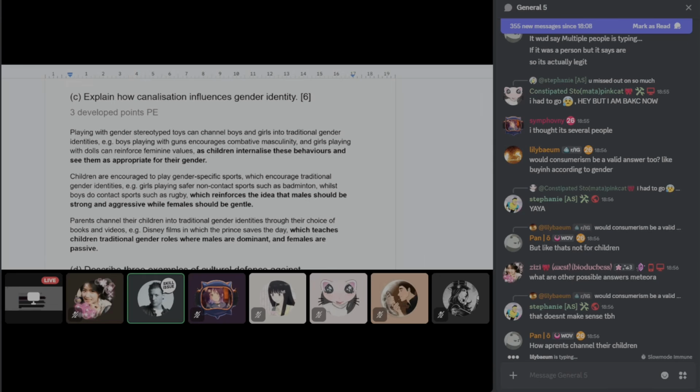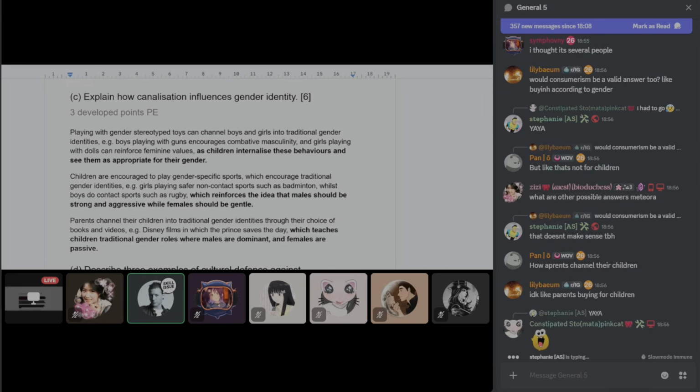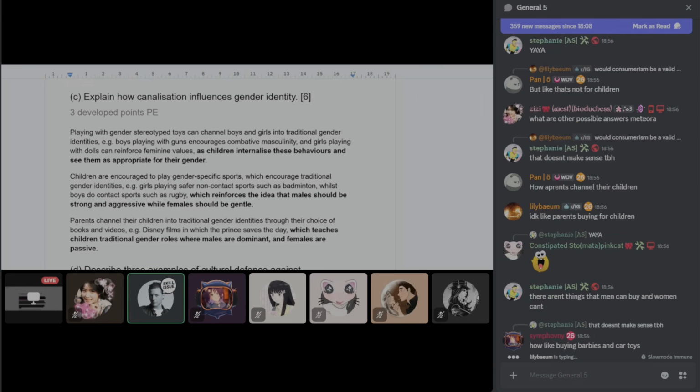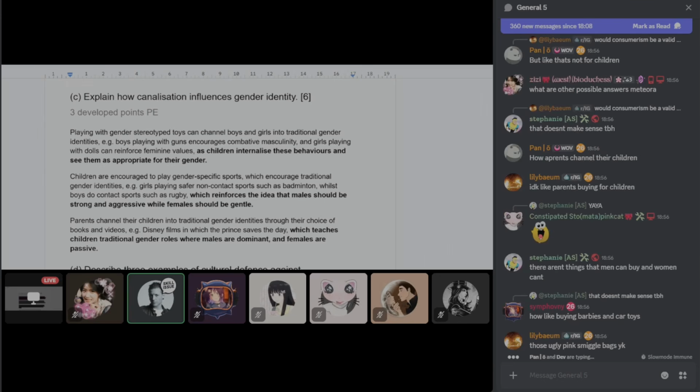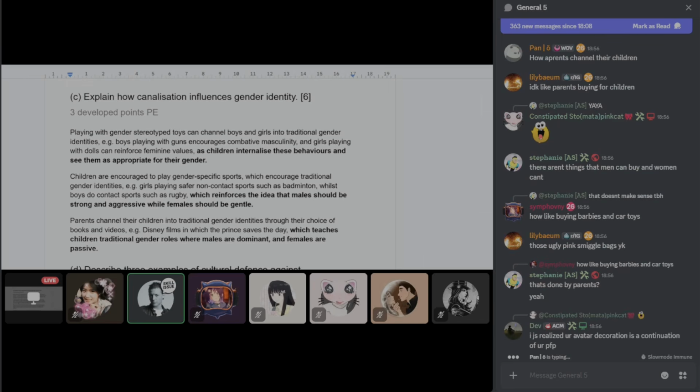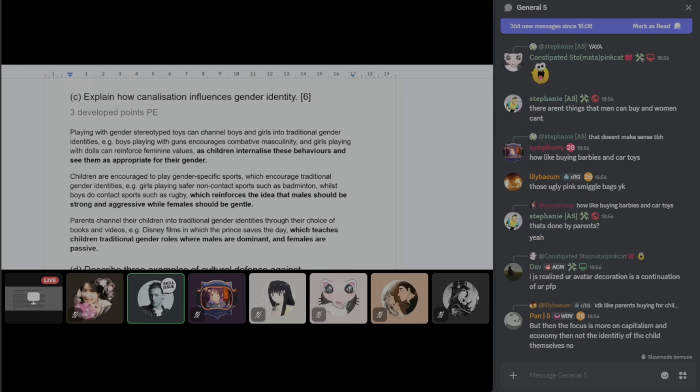Yeah, I've got the marking scheme with me, so let me tell you. Let me just find it. Okay, possible answers include playing with gender stereotype toys. Parents channel their children into traditional gender identities through books and videos. Children are encouraged to play specific sports, physical activities seen as appropriate. For example, girls will take ballet, boys will take karate.